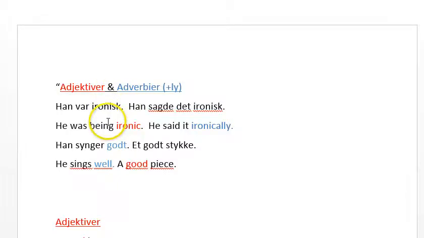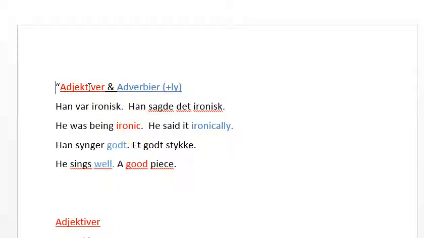Okay, today we're going to be looking at the difference between adjectives and adverbs. Look at these sentences. Han var ironisk. Han ser det ironisk. In both sentences in Danish, you use the word ironisk, but in English it's different. He was being ironic. He said it ironically. Here you can see the difference between the two words.